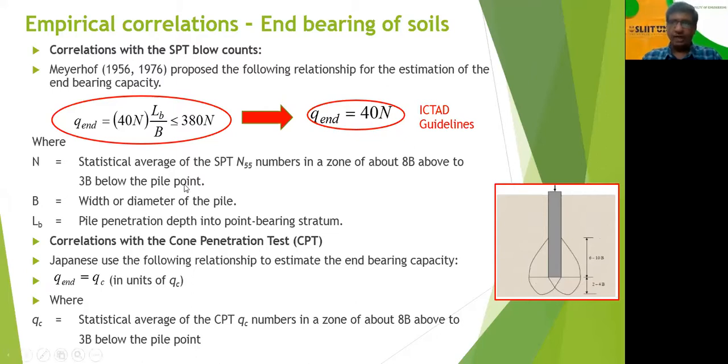So you have to get the average SPT N value in that zone to determine this particular equation, right? So the original equation was proposed by Meyerhof. Later on, the ICTAD guidelines or CEDA guidelines changed it. The L over B ratio, they assume it as 1, right?